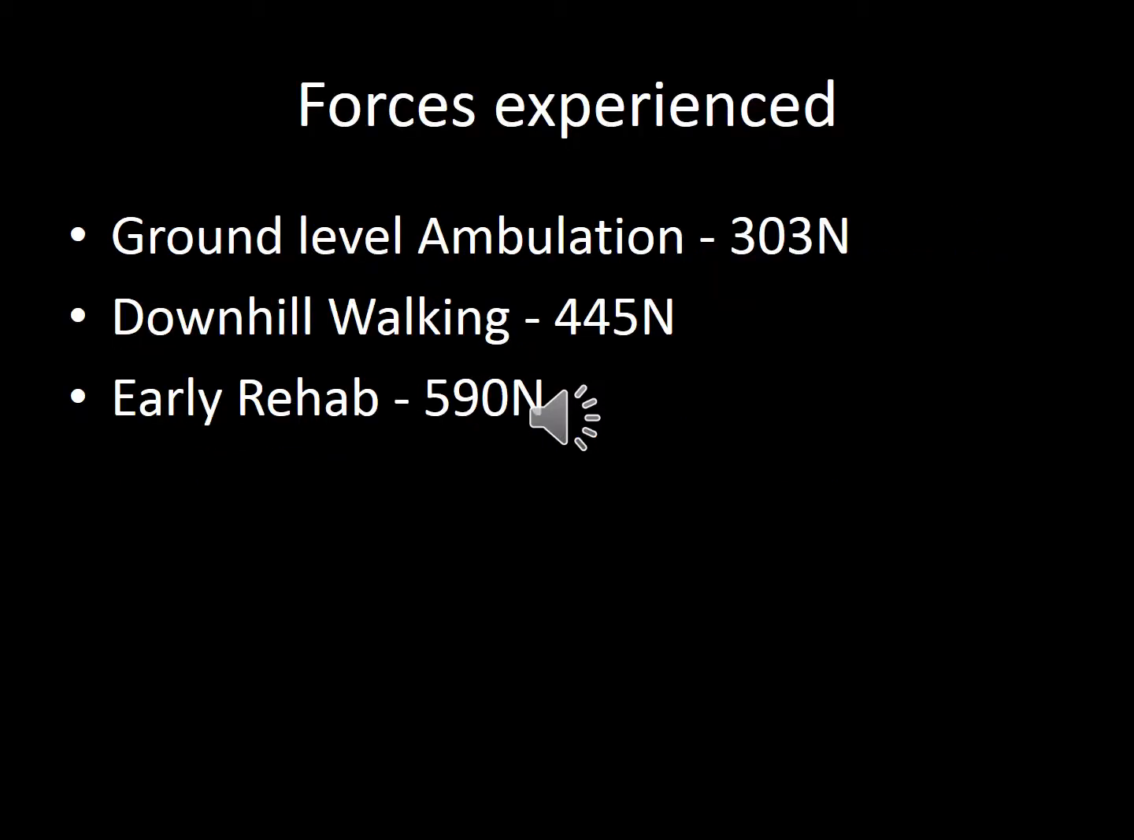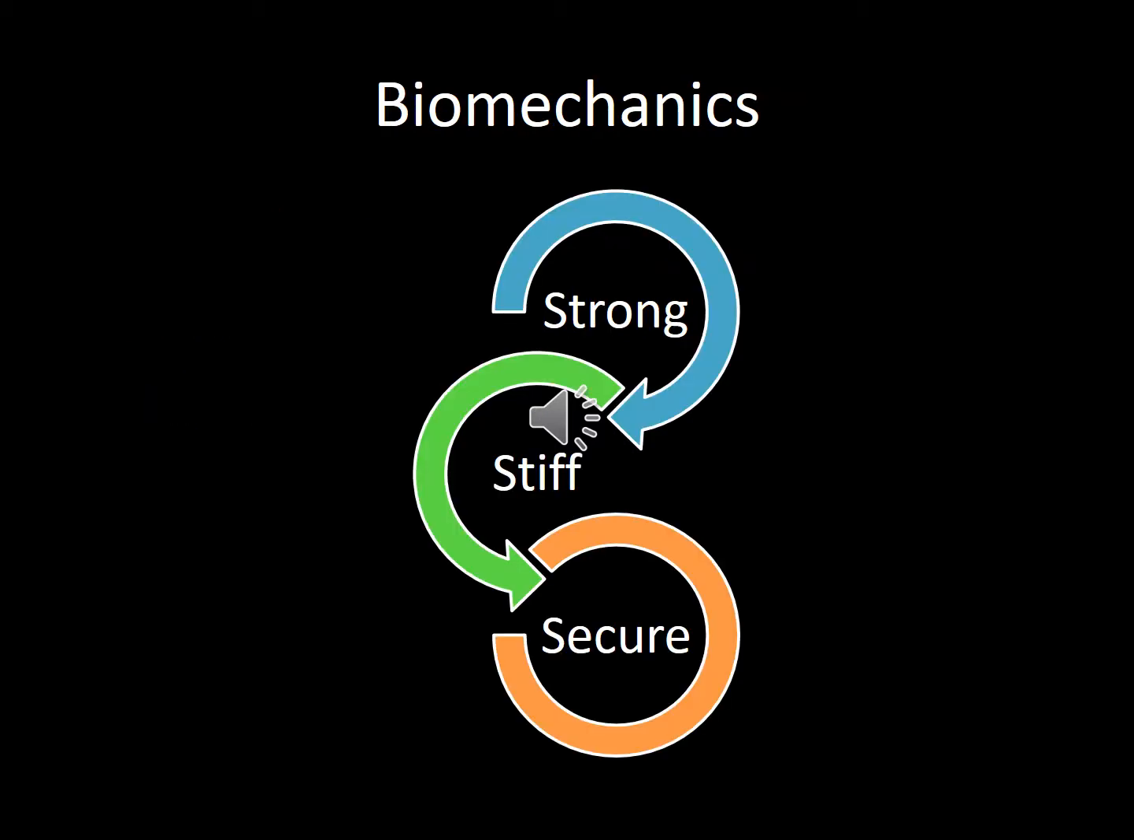The forces experienced during the early post-operative phase are: ground level ambulation 303 Newton, downhill walking 445 Newton, and early rehabilitation 590 Newton. Nowadays, in practice, we are in the era of accelerated rehabilitation. The implant must withstand all these stresses and provide stable fixation. An ideal fixation device must be strong, stiff, and secure. Strong enough to avoid failure against load, stiff enough to restore stability of the knee, and secure enough to avoid slippage.